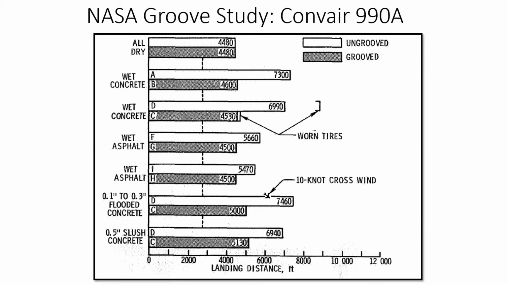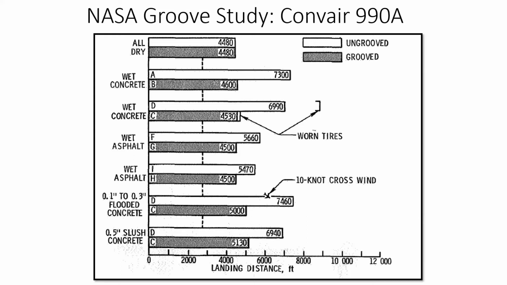Then we have two types of concrete runway. We have two types of asphalt runway. And then at the bottom, we have a contaminated concrete runway, and then a slush-covered concrete runway. What I really want to focus on here, though, are the second, third, and fifth lines: the second through the fifth, the two wet concrete and the two wet asphalt.